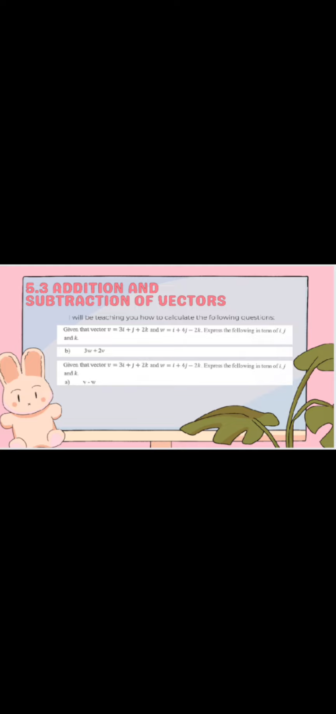The next thing you need to know is 5.3, addition and subtraction of vectors. I will be teaching you how to calculate these following questions. Before we start, we must multiply the digit in front, which is 3 and 2 in this case, with the w and v vectors. The number 3 should be written before the bracket. After that, you can write the w vector inside the bracket.